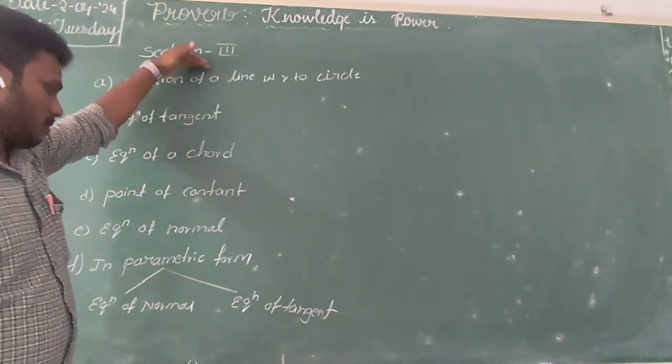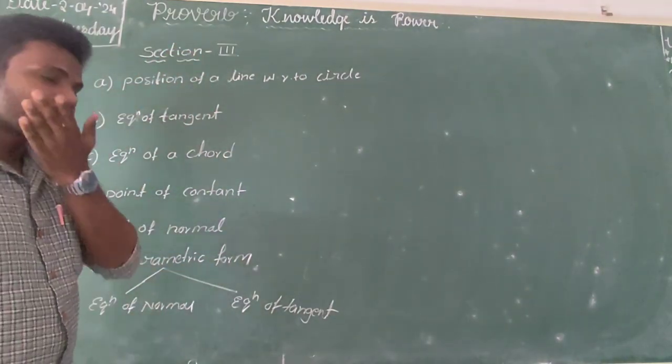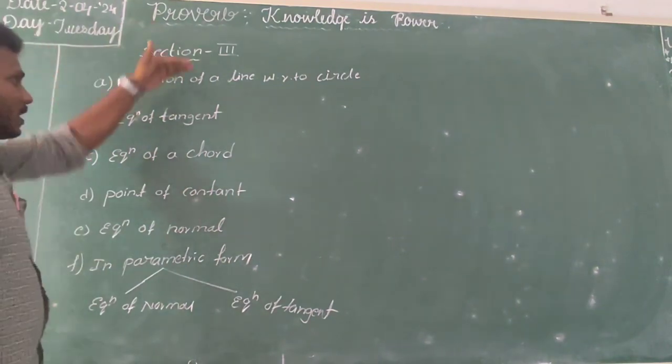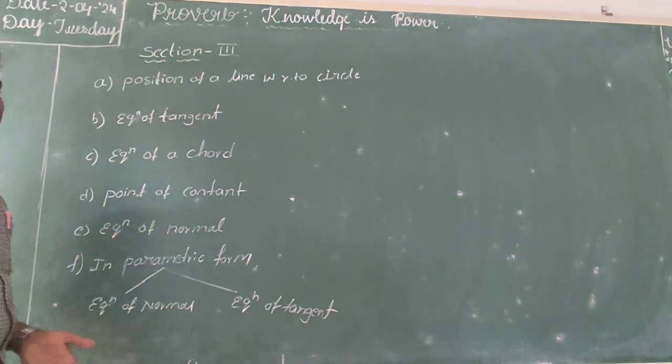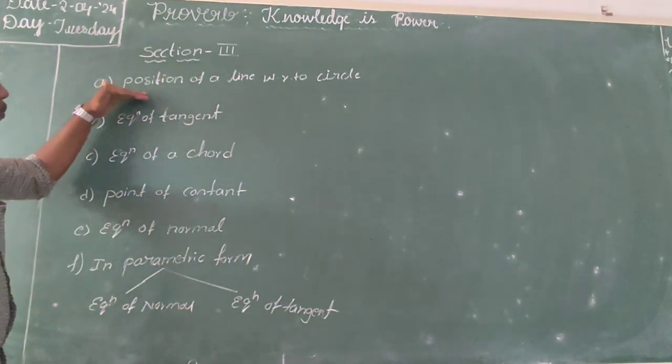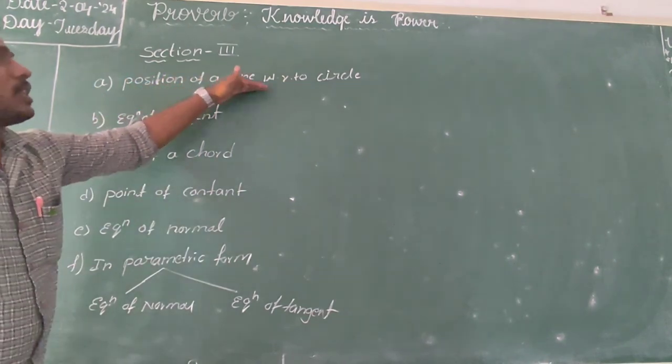Section 3, we have the 6 points. The 6 points are one by one. I can just note it here. 6 points. Position of a line with respect to circle.